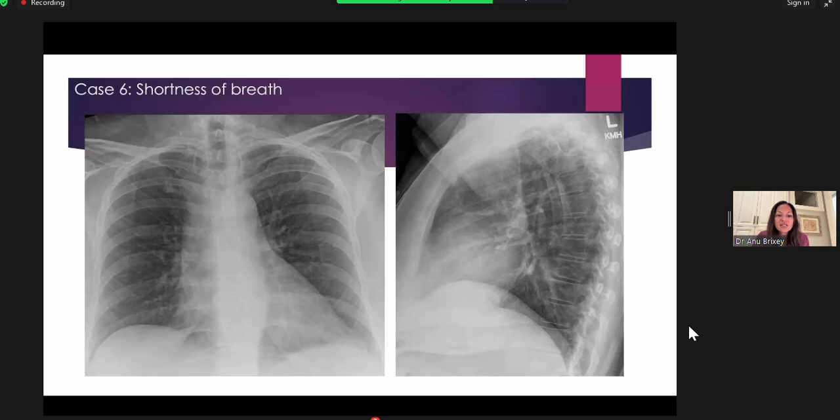Okay, so this is case 6. Let's see how we're doing on time. I know we're getting close to the end, but I do want to go over this case because I think this is a very good one.